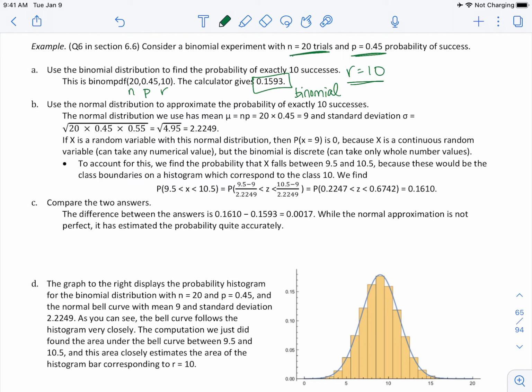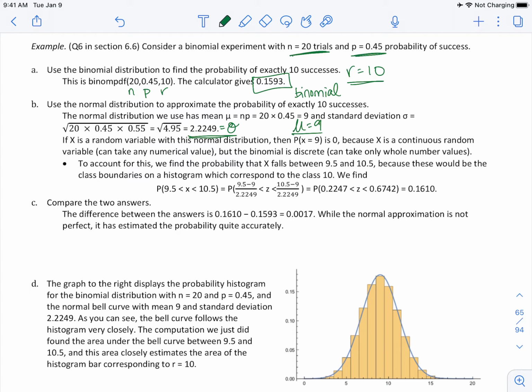So to use the normal distribution to approximate the probability of exactly 10 successes, our normal distribution has a mean of n times p, which is 20 times 0.45, which gives us 9. So again, our mu is 9. And then we have our standard deviation, sigma, which is the square root of 20 times 0.45 times 0.55, which gives us 2.2249. So this is our sigma.